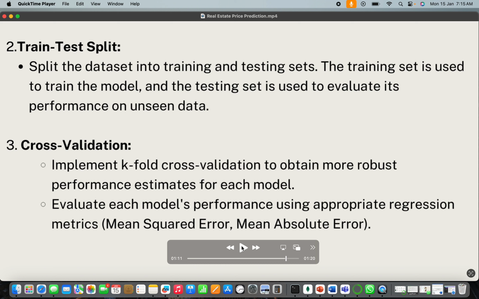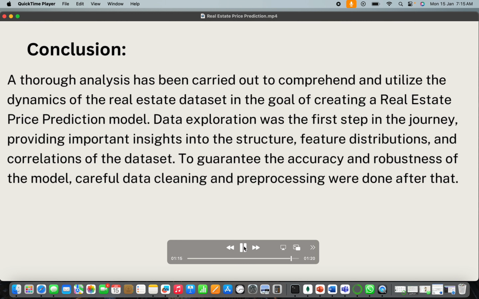Cross validation: implement k-fold cross validation to obtain more robust performance estimates for each model. Evaluate each model's performance using appropriate regression metrics, that is mean squared error and mean absolute error. A thorough analysis has been carried out.